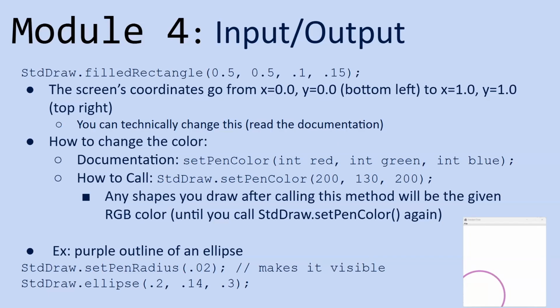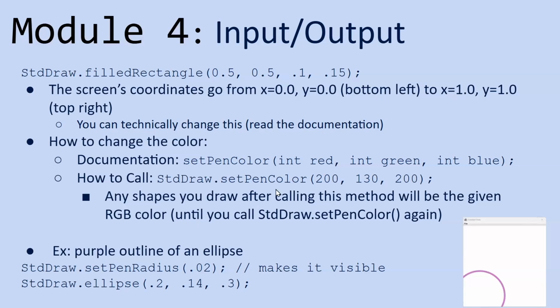And then some common things you might want to know: how can we change the color? Well, in the documentation, you would see setPenColor and then int red, int green, and int blue. So when we actually want to call that, we could do StdDraw.setPenColor, because again, you always need to put the StdDraw in front since that's the name of the API. And then in those parentheses, you put in parameters that match what is specified in the documentation. So the documentation says it should be an int, and it should represent the red value. If you know anything about RGB color, that's what it represents, the red value in RGB color.